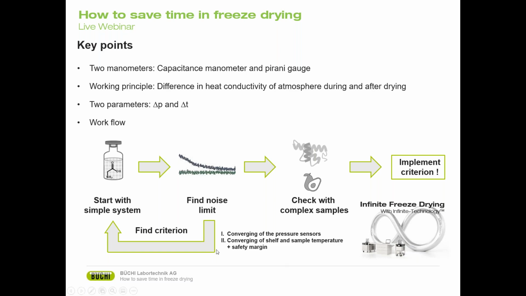Also, one I didn't really mention here, a very important one, is the residual moisture content in your sample in the end. For the glycine solution, especially after secondary drying, there was not a lot of residual moisture left, far below 1%. However, for other samples, you might have to think about this as well. Then try different criterions, find the best criterion for a simple system, and then check with more complex samples, also the samples you eventually want to dry anyway, and then implement the criterion in the end.